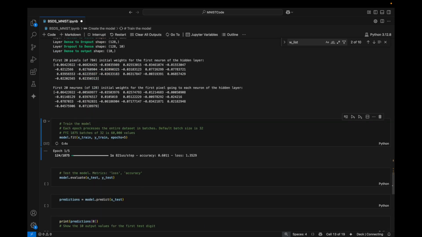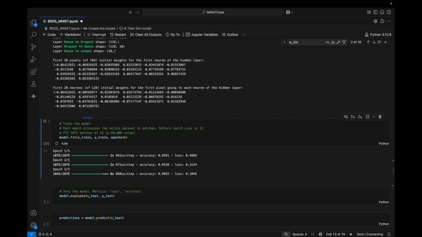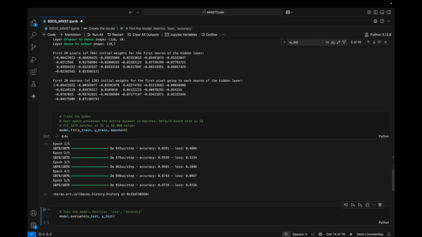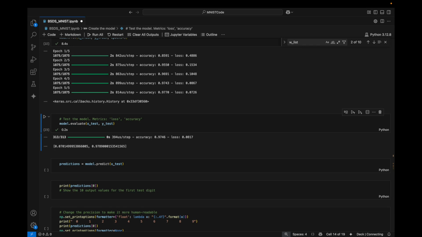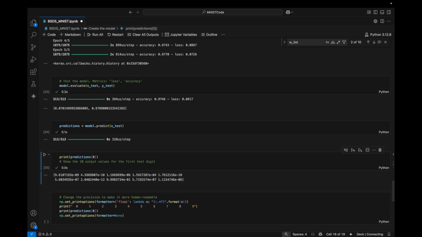Now we can train the model. It goes through all the training data 5 times in random groups of 32. Now that the model is trained, we can evaluate its accuracy. We see a model with 97% accuracy. Let's use the model to predict the values of all the digit images from the test dataset. Looking at the first prediction, we see 10 floating point numbers. Each number represents the probability of an output neuron that stands for a possible answer between 0 and 9.